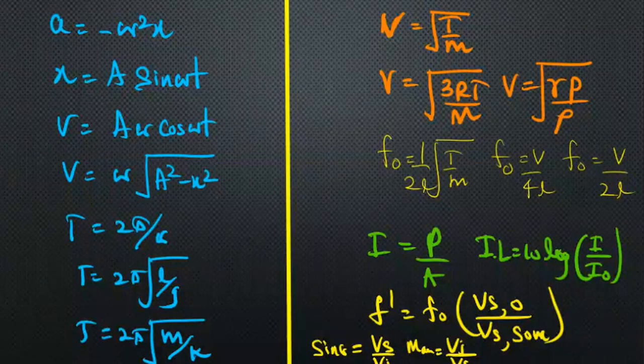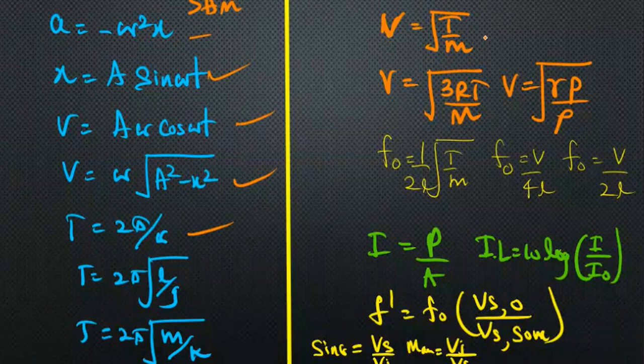So let's quickly wrap up the equations we have. Simple harmonic motion: we have a equals minus omega squared x, and then x equals a sine omega t, velocity v equals a omega cos omega t, and again the velocity equation v equals omega root a squared minus x squared. T equals 2 pi over omega, and frequency is omega over 2 pi. Then the time period of a simple pendulum T equals 2 pi root L over g, and T equals 2 pi root m over k.